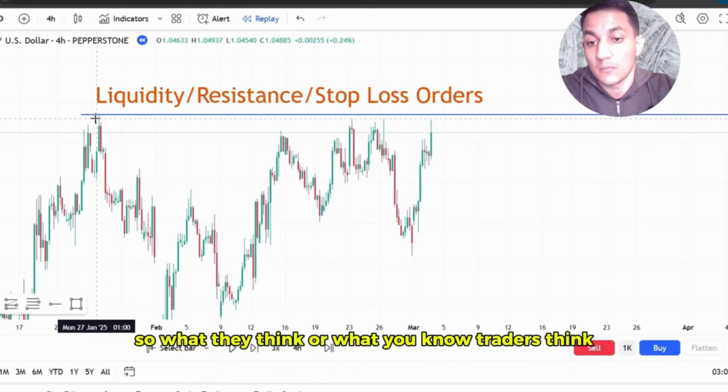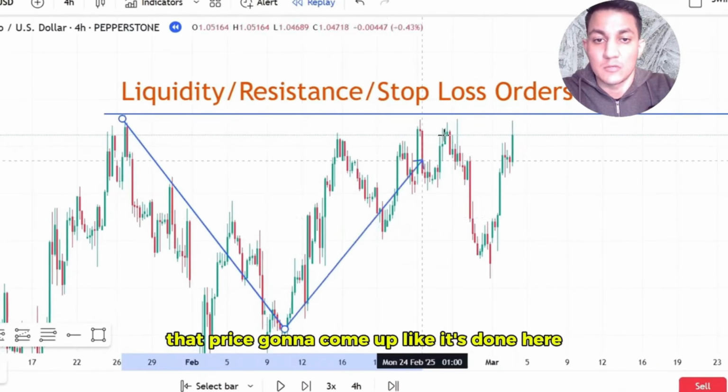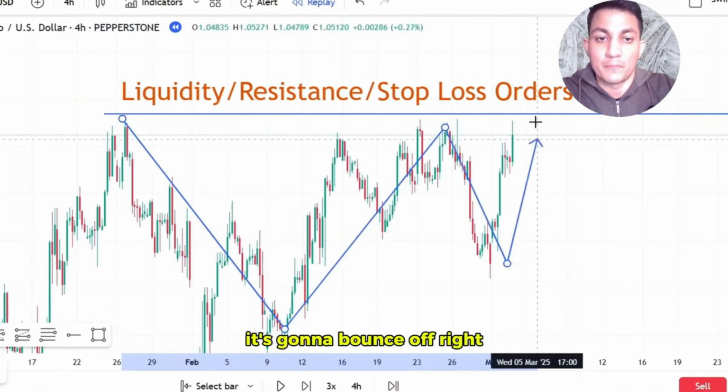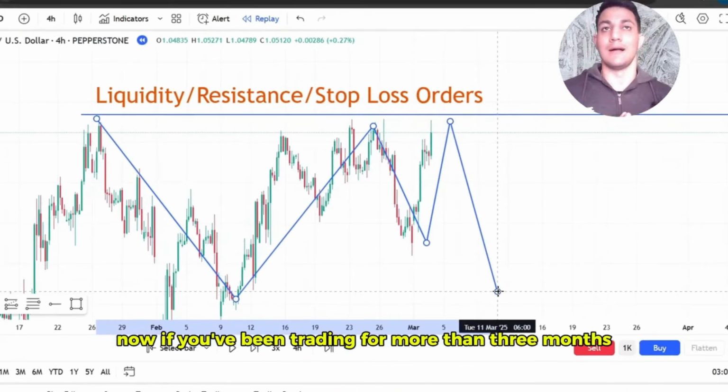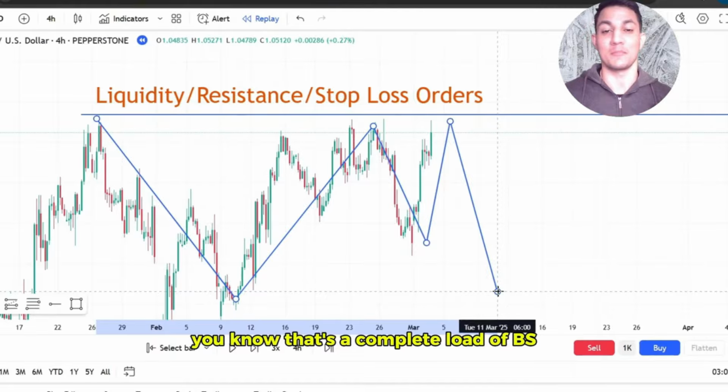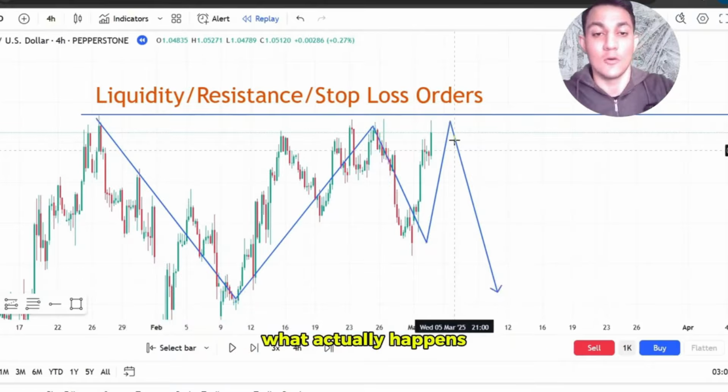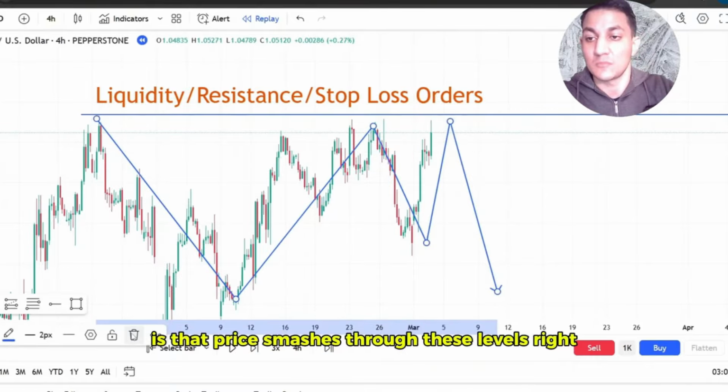So what traders think is that price is going to come up like it's done here, and it's going to bounce off this level and go down. Now, if you've been trading for more than 3 months, that's a complete load of BS. It does not happen. What actually happens is that price smashes through these levels, right?